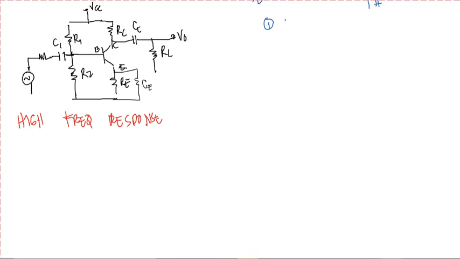So ang mga given nga capacitors are C1. We have also C, or sa iban nga mga books gina-consider niya nila C2. So we also have CE. So kinahanglan na siya naton i-short. So we have this is shorted.